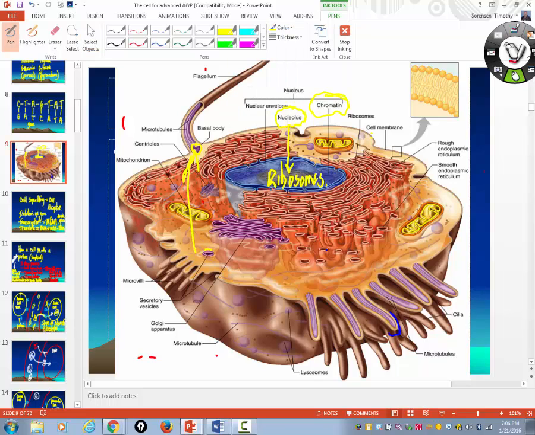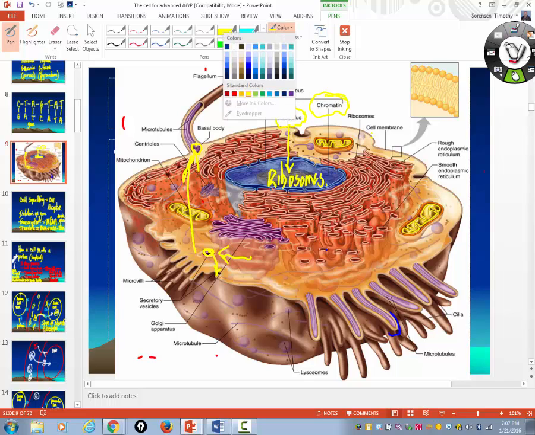The last one I want to talk about is the secretory vesicle. The secretory vesicle is really part of the membrane of the Golgi apparatus. When a cell has to move something big out of the cell, the Golgi apparatus membrane is going to wrap around that product, bind to the cell membrane, and then spit it out into the blood. So secretory vesicles are transport vesicles for big stuff, yes?